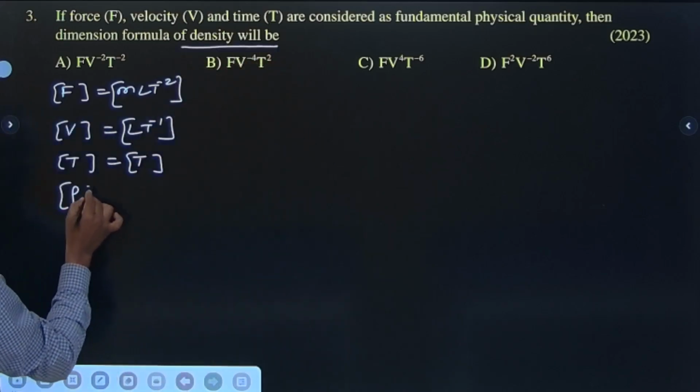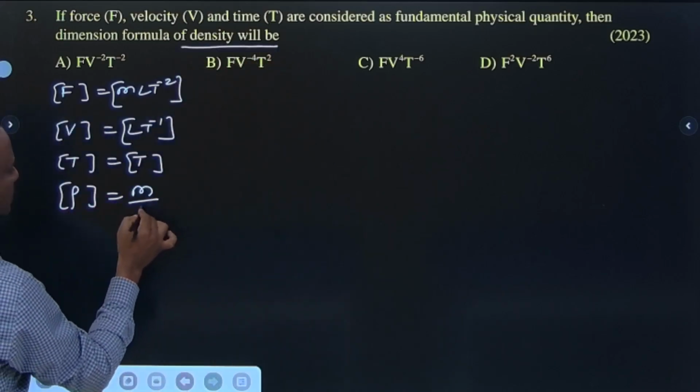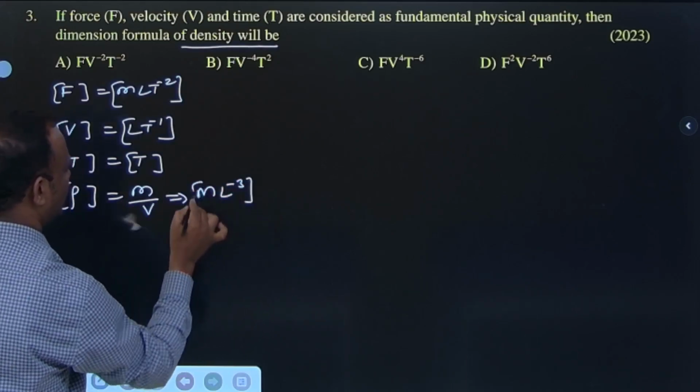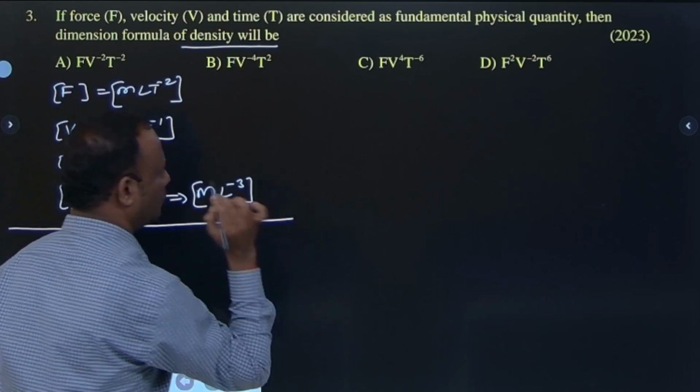Then the dimensional formula of density. What is the dimensional formula of density? Mass per volume, so M by V, which is ML^-3. The first part is over.